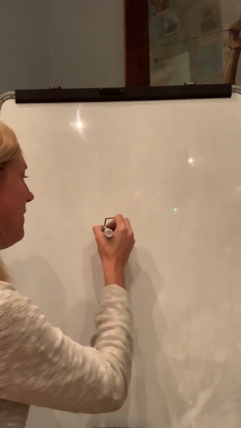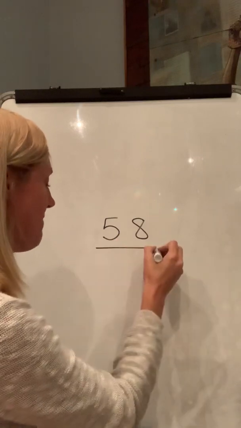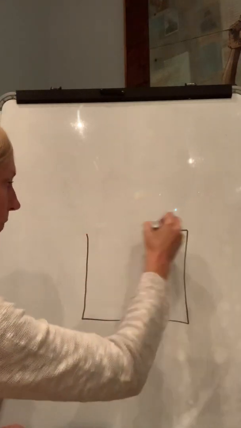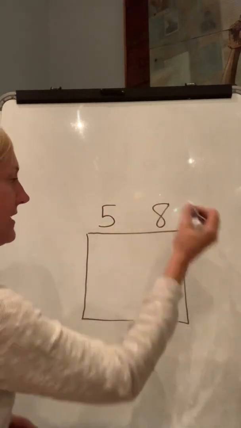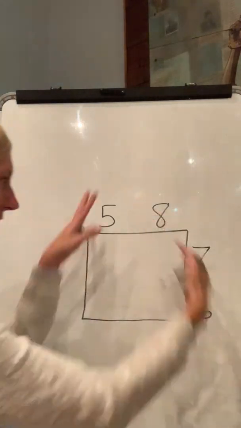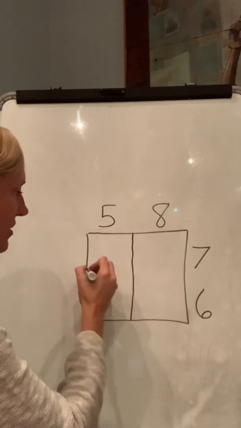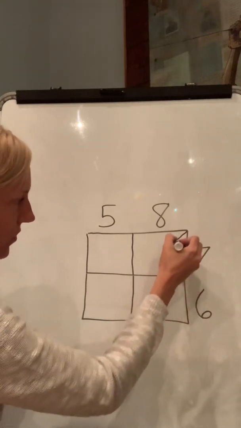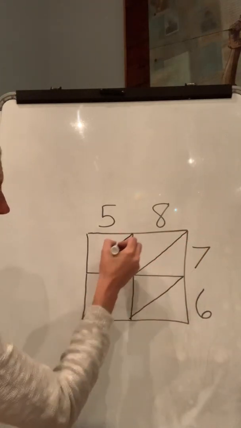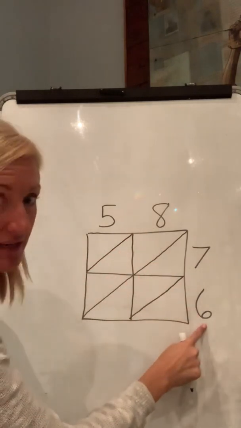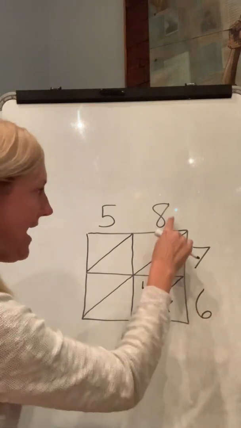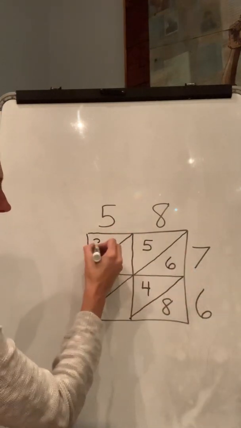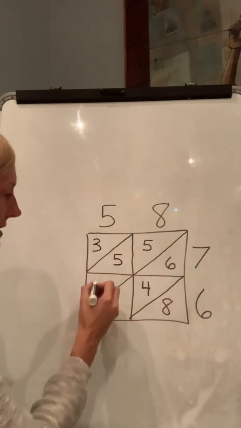How about 58 times 76? So I'm going to make my box, and actually I'm going to make it a little bigger so we can see it a little easier. So some big digits, so we're going to get some big numbers. Okay, I'm going to make my square, and then go from corner to corner, all the way to this corner, and then corner to corner. Okay, 8 times 6 is 48. 8 times 7 is 56. 5 times 7 is 35. 5 times 6 is 30.